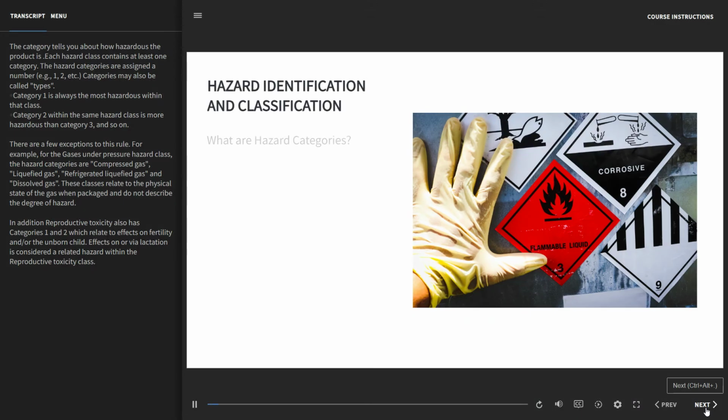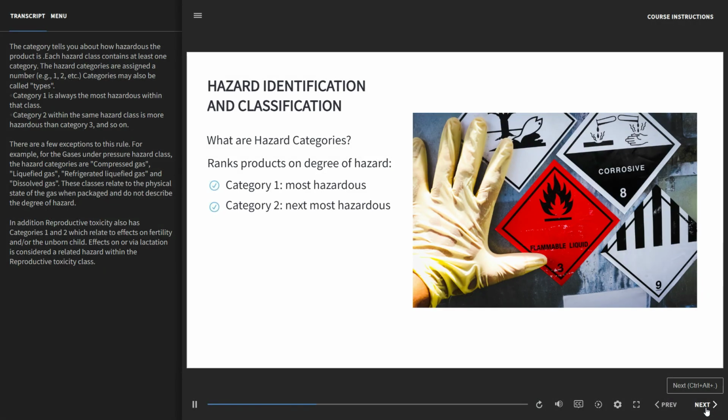The category tells you about how hazardous the product is. Each hazard class contains at least one category. The hazard categories are assigned a number. Categories may also be called types. Category 1 is always the most hazardous within that class. Category 2 within the same hazard class is more hazardous than Category 3, and so on.